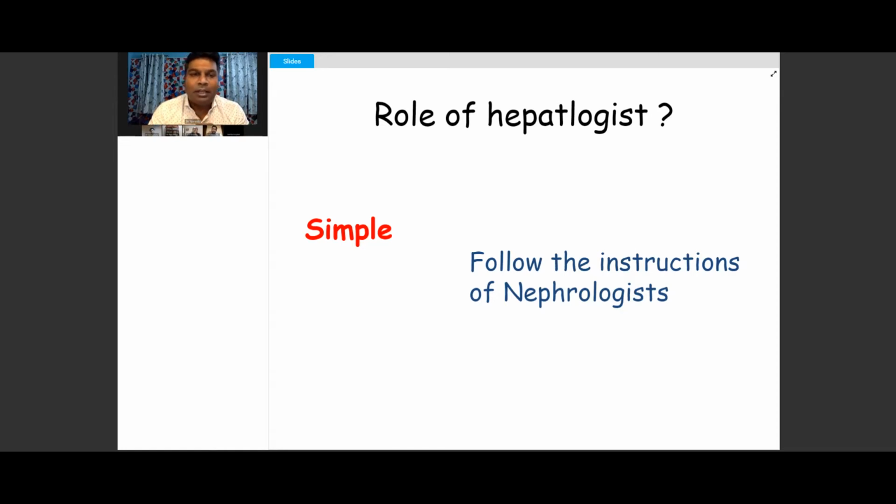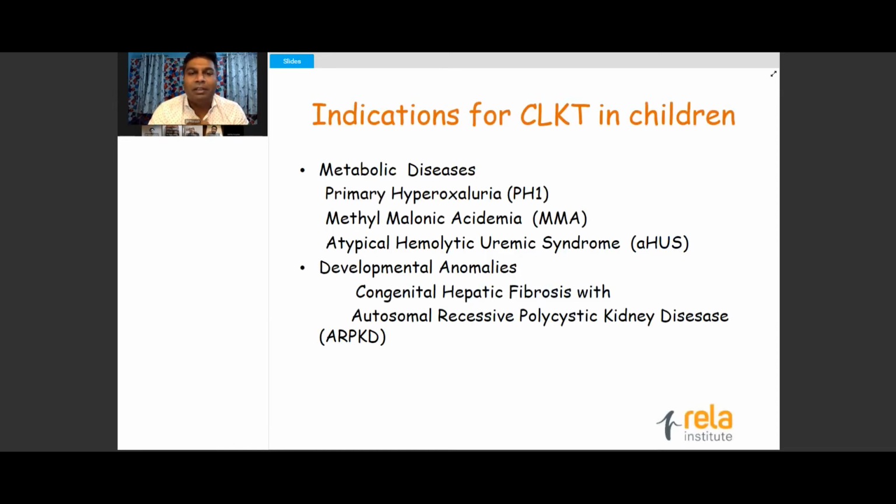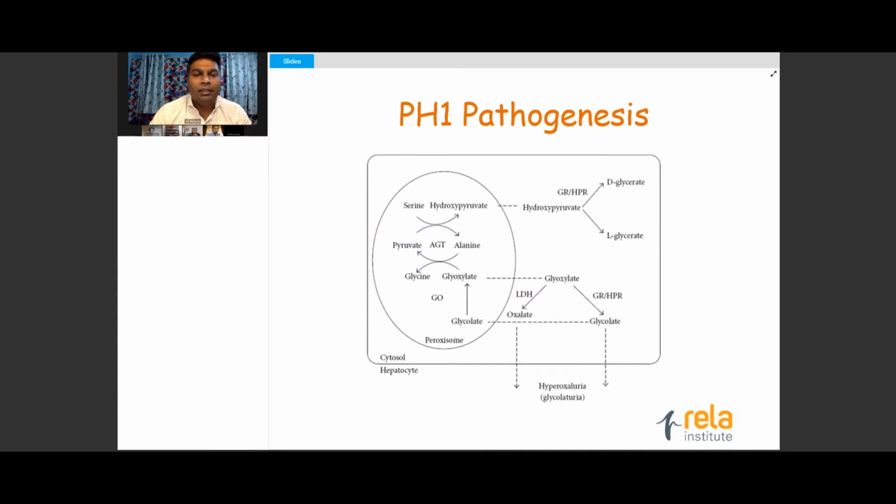Let me start with the indications for a combined liver kidney transplant. Though it's a bit out of the syllabus, just for completion's sake, I'm highlighting it. There are not many indications in children. First one is primary hyperoxaluria. Then we have metabolic conditions like methylmalonic acidemia, atypical hemolytic uremic syndrome, and developmental anomalies like congenital hepatic fibrosis with ARPKD. The most common in our practice are primary hyperoxaluria and ARPKD.